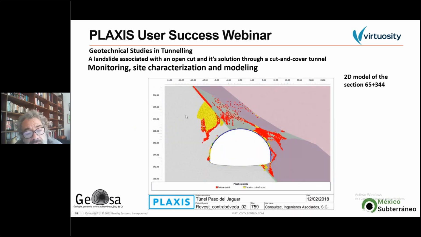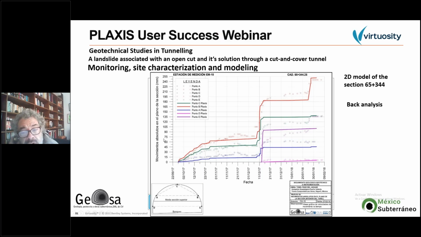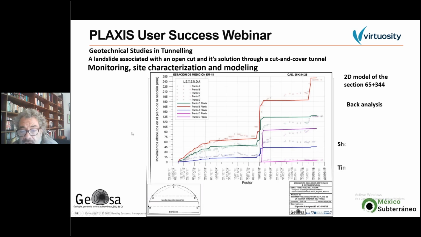So these are just some plastic points at the end of the excavation. You can see that another solution for this tunnel was to create this curved invert, which was not in the original project. And this is the result of the back analysis, the calibration. So the points are the monitored points, and the continuous lines are the results of the PLAXIS model. So we got quite a good fit, and this is longer in time.